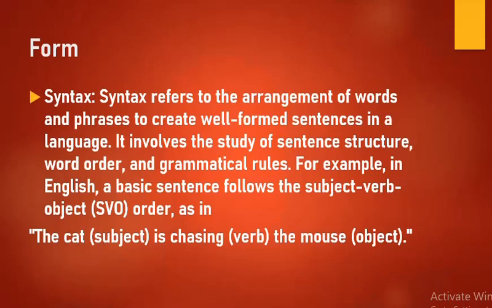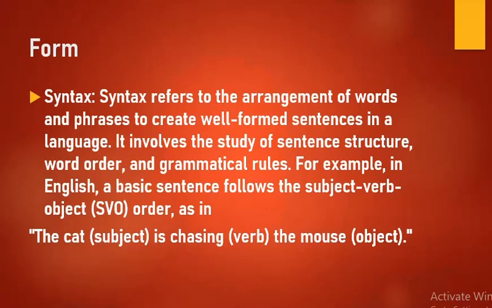We'll move on to each one of these. So the first one we'll be discussing is form. In form, we have three aspects to learn, and the first one is syntax. Syntax is the arrangement of words and phrases to create well-formed sentences in a language. To create a proper sentence, we have to arrange the words and phrases in a proper manner. This arrangement is called syntax. Syntax involves the study of sentence structure, word order, and grammatical rules.